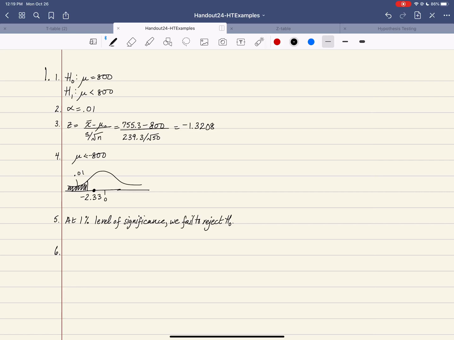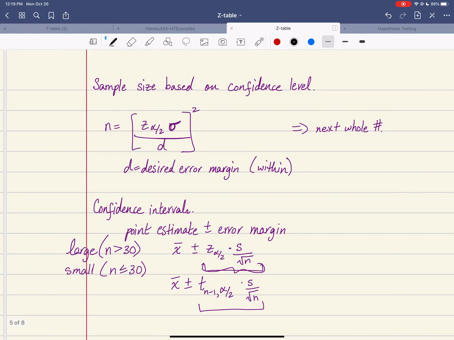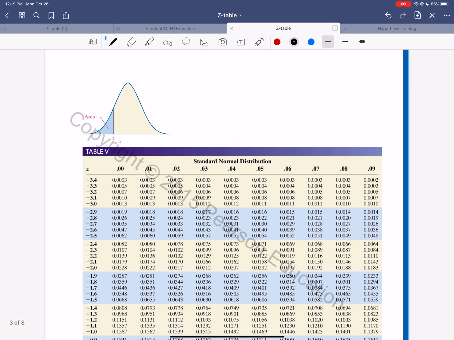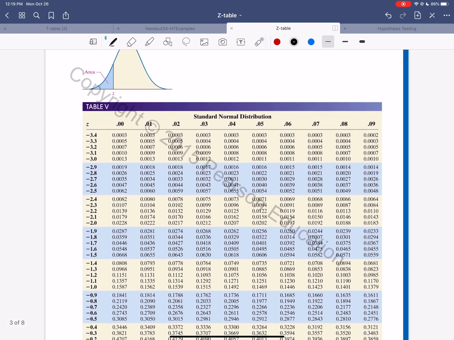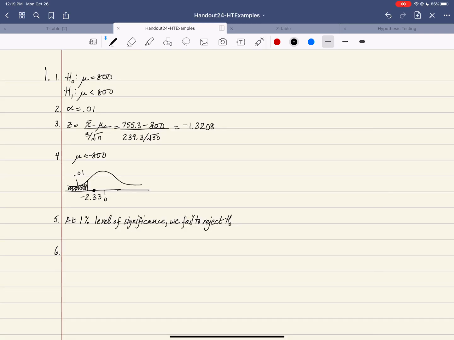Okay, so we're going to go back to the z-table and look up our test statistic, negative 1.32. When we do that, negative 1.32 is right here: 0.0934. So that's my p-value.